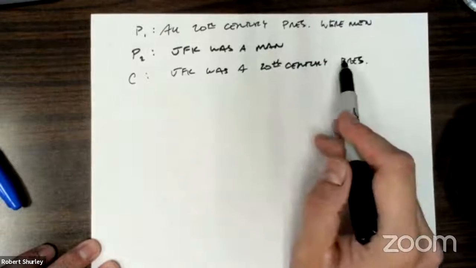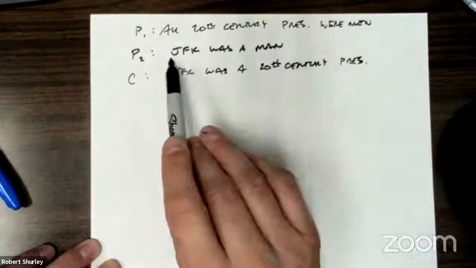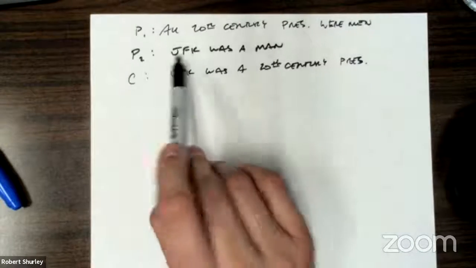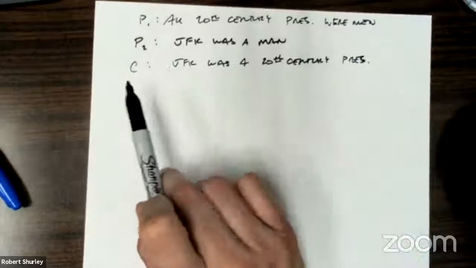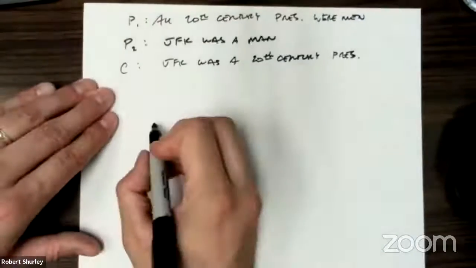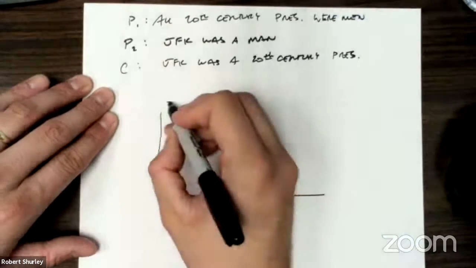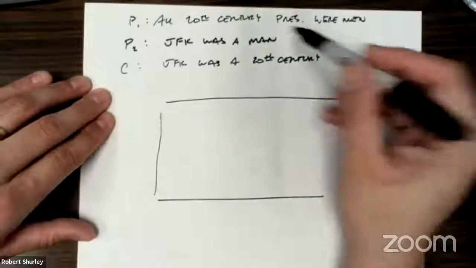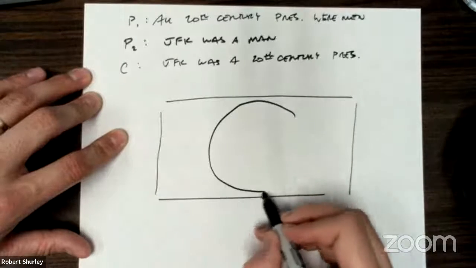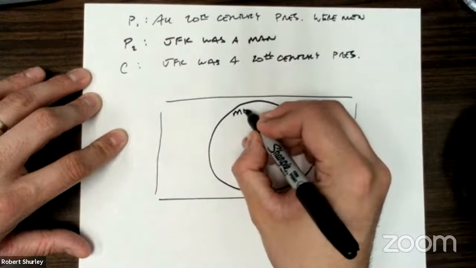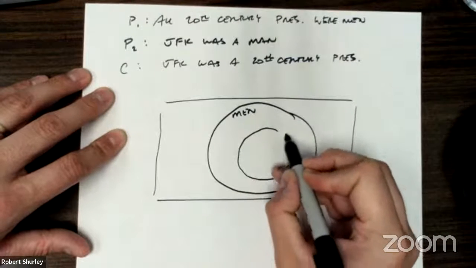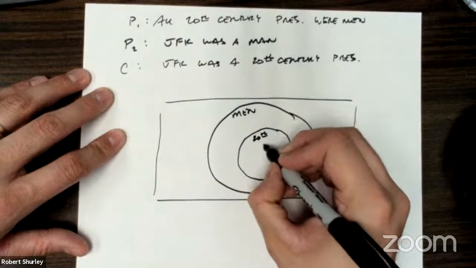Now, this conclusion is true, but our premises do not lead us to that, because I could have inserted myself in here, right? All 20th century presidents were men. Mr. Shirley was a man in the 20th century. Therefore, Mr. Shirley was a 20th century president. Of course not. So let's visually see what's going on here. The first premise: all 20th century presidents were men. So we've got the men bubble and the non-men bubble. And inside that men bubble, there's a group of 20th century presidents, right?